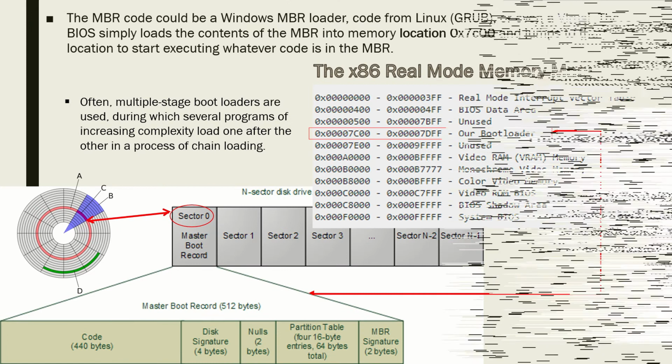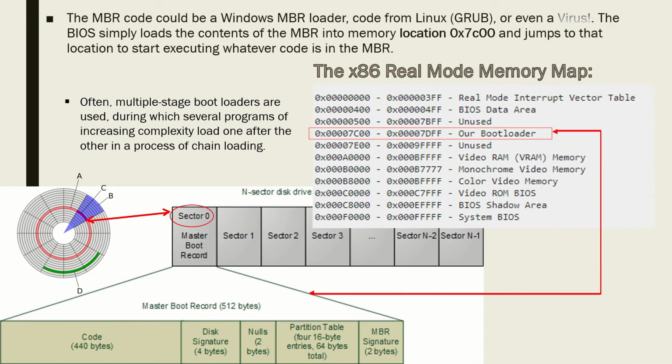The MBR code is neutral, meaning it could be a Windows MBR, a Linux MBR, or it could even be a virus. Two slides before, we talked about the reset vector and how it's a standard memory location for the BIOS code. There is another well-known memory address which holds the bootloader code, and it's located at 7C00 to 7DFF.